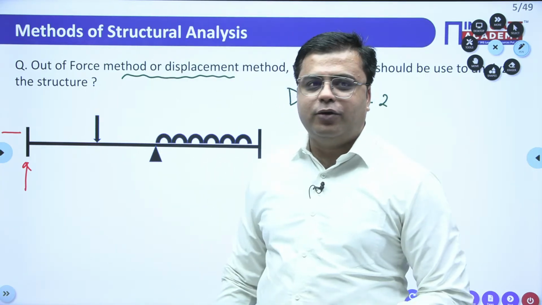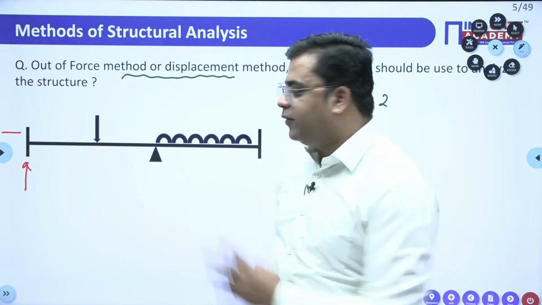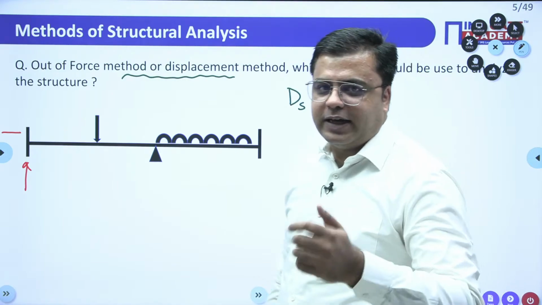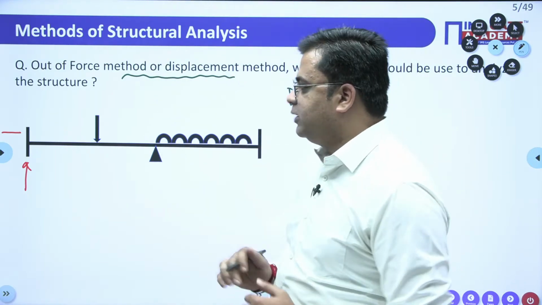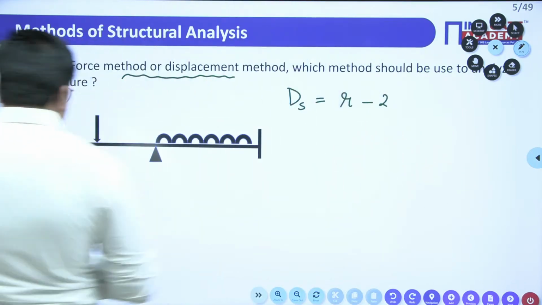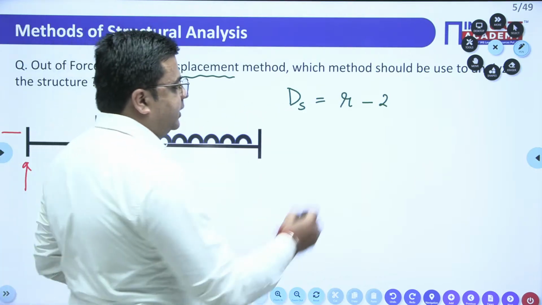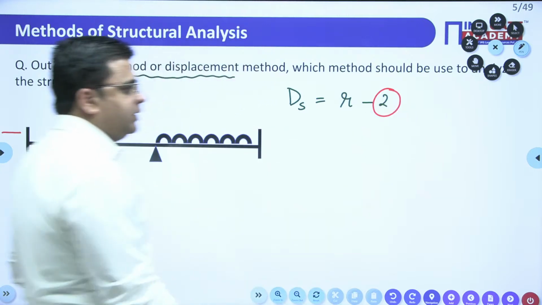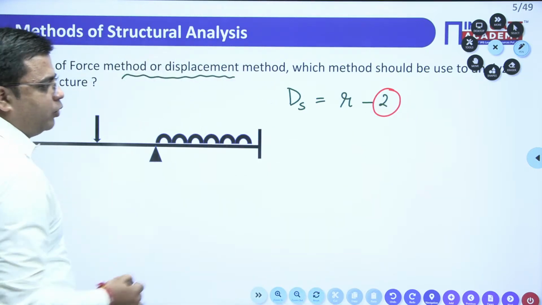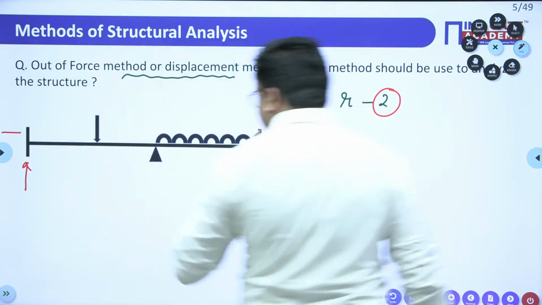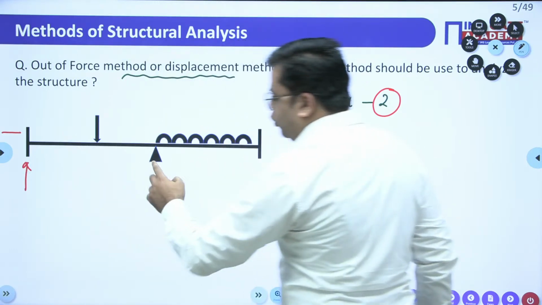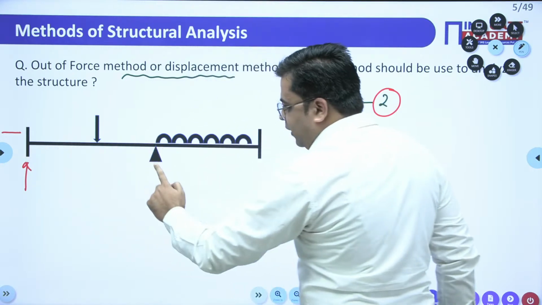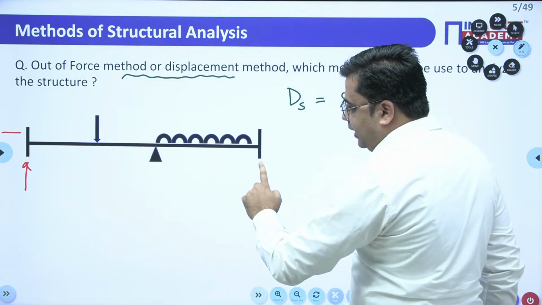I am talking about how to calculate the degree of static indeterminacy for this beam, for determining which method has to be used, either force method or displacement method. So degree of static indeterminacy is r minus 2, where the 2 is due to the vertical loading condition, correct? If I talk about the number of support reactions, the number is 3 for this support, 2 for this support, 2 for this support, 1 for this support and again 2 for this support.